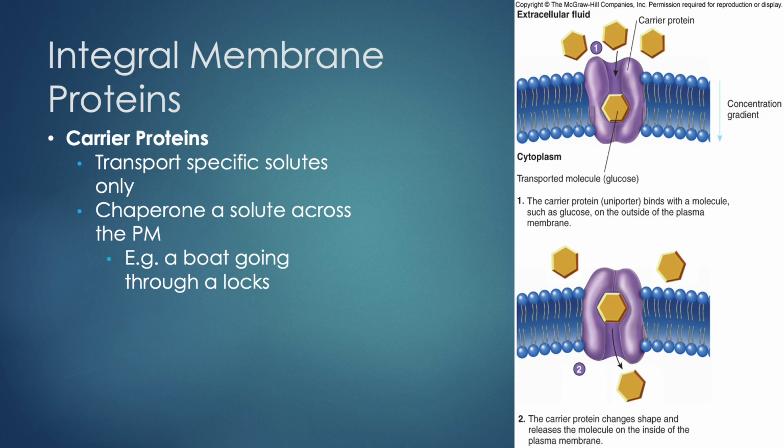So in this case, you can see that there are going to be very specific types of proteins or molecules that can be transported across by the carrier protein, but others are going to be too large to be transported through.